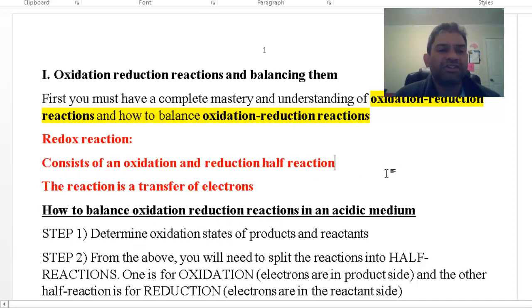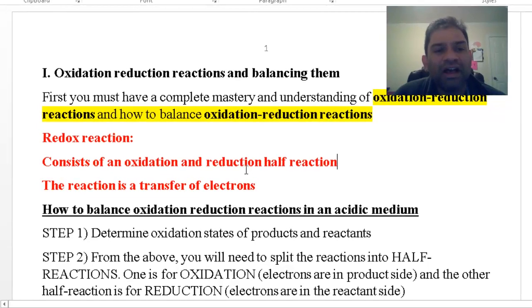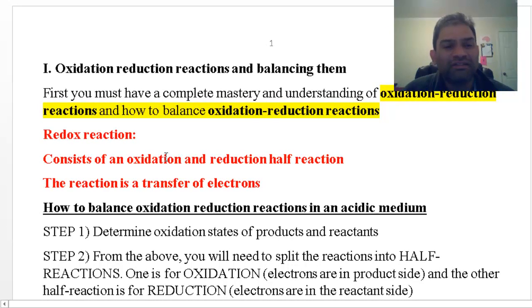So a redox reaction is transferring electrons. So we go by LEO-GER. The element that loses electrons will be oxidized, and who gets those electrons? The substance that gains those electrons will be reduced.